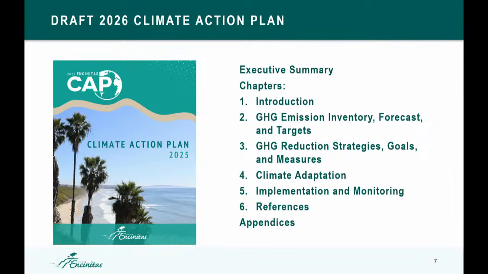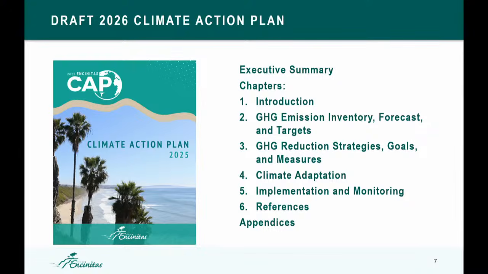So the first chapter is the introduction. Second chapter goes through greenhouse gas emissions inventory, forecast, and targets. And then chapter 3, I would arguably say is probably the most important chapter. That's where the strategies, goals, and measures are outlined. And the measures are the items that the city would implement to actually reduce greenhouse gas emissions.